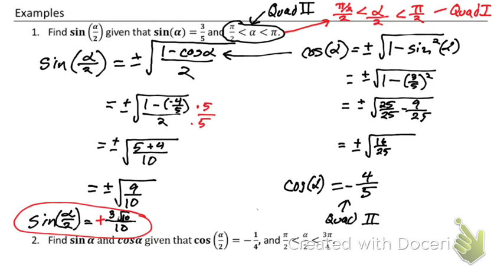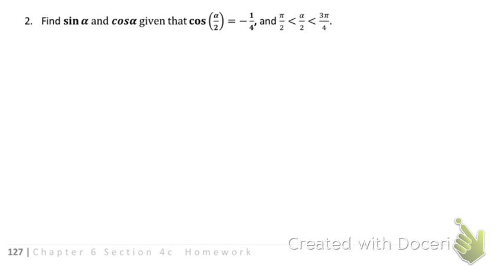All right, our next one says find sine alpha and cosine alpha, given that cosine alpha over 2 equals negative 1/4. Well, if they give me cosine alpha over 2 equals negative 1/4, what I'm going to do in my head or on my sheet of paper is write what cosine alpha over 2 equals using my identity.